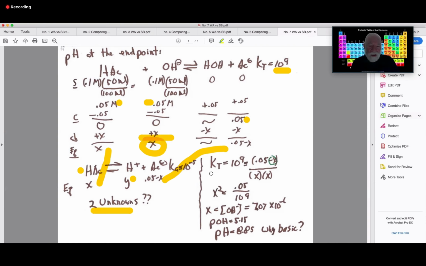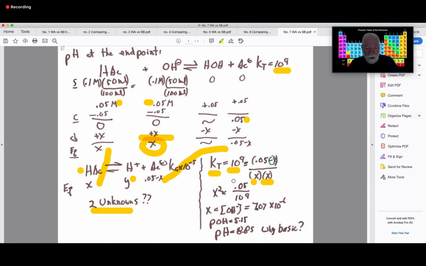Okay, so going to the K of the titration, 10 to the 9th is equal to products over reactants. Denominator, right, water doesn't count. So the product is going to be the acetate, the 0.05 minus x, and then we have the molecules of acetic acid, x, and hydroxide. Notice we can ignore the x next to the 0.05, it's going to be small. So x squared is going to be 0.05 divided by 10 to the 9th. Did I do my algebra correctly on that? I think that's right. Let me check my calculator to see if this is right. So I get 7.07 times 10 to the minus 6.